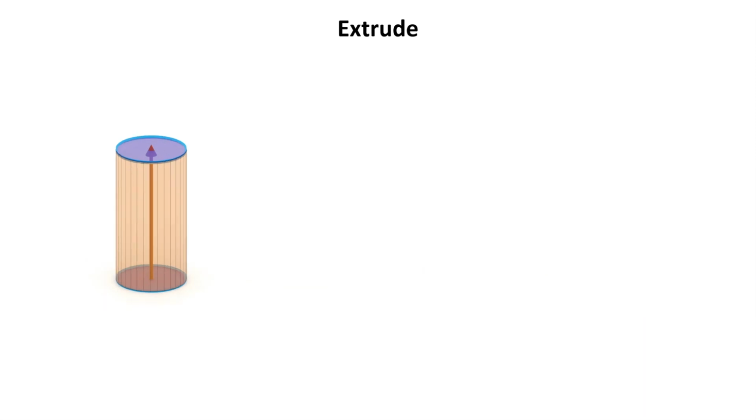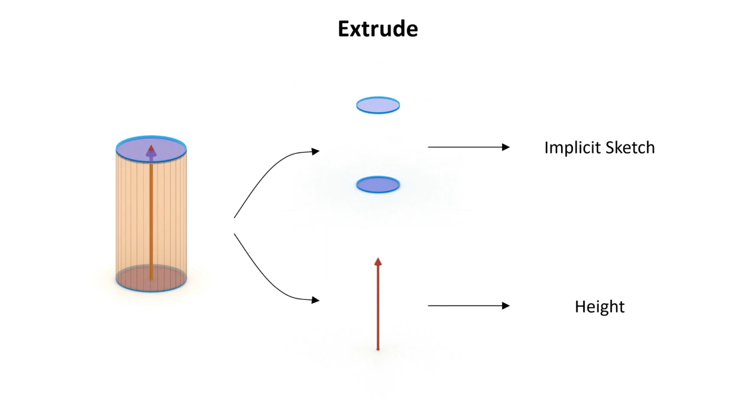The extrude operation extends a 2D sketch along a perpendicular axis to create a 3D object. It involves a fixed 2D sketch and an extrusion height. For the sketch component, because it remains constant during extrusion, we train the network to learn an implicit 2D sketch representation. For the extrusion component, we simply learn the extrusion height.